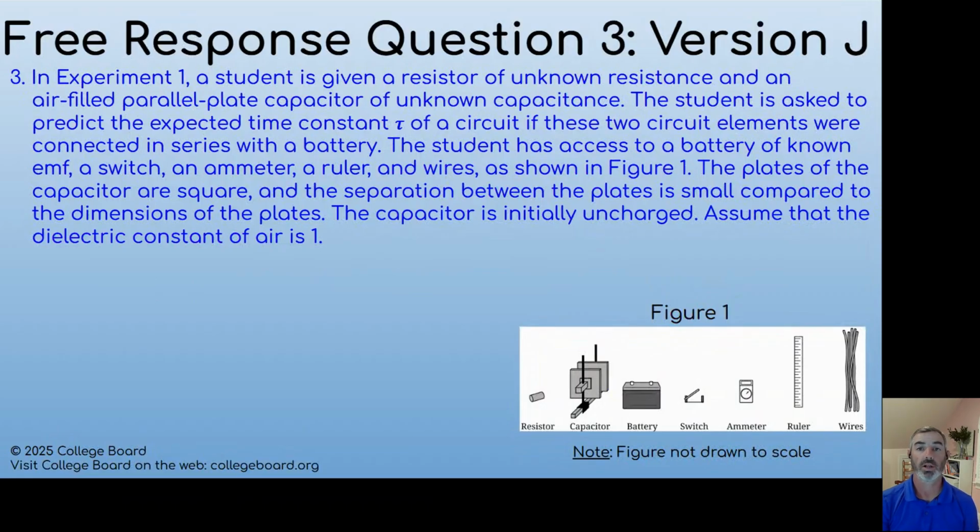So in this problem, we are given a resistor that has an unknown value. We also have a capacitor with unknown capacitance, but we have the plates that are exposed so we can measure the plates. We're also given a battery of known electric potential. We have some wires, we have an ammeter, we also have a switch, and we have a ruler as well. So let's talk about a procedure where we take measurements. In the procedure, you only need to talk about measurements that are taken. It's in the calculations portion, the second part, where you talk about what you're going to do with those measurements.